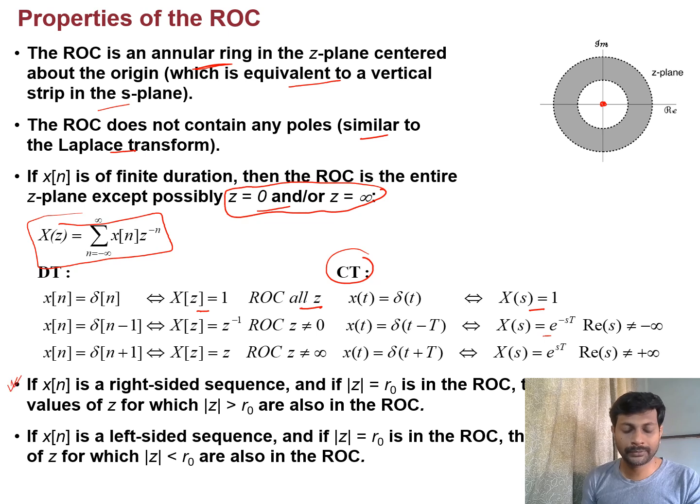Let us see the conclusion. If x[n] is a right hand sequence and if mod z is equal to r0, that is the radius of the circle, is in the ROC, then all values of z for which mod z is greater than r0 are also in the ROC. And if x[n] is a left sided sequence and if mod z equal to r0 is in the ROC, then all values of z for which mod z is less than r0 are also in the ROC. So as you can see, for a right hand sequence mod z is greater than r0, for a left hand sequence mod z is less than r0.